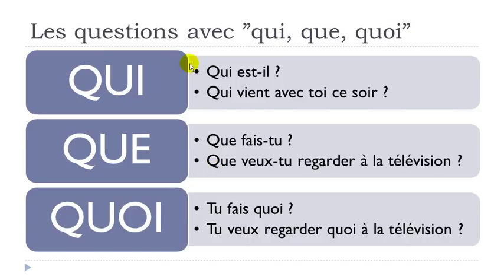Okay, so let's repeat. Qui, who: qui est-il? Qui vient avec toi ce soir? Que, what, but you start the question with it: que fais-tu? Que veux-tu regarder à la télévision? And then quoi, you don't start the question with it and it means what: tu fais quoi? Tu veux regarder quoi à la télévision?